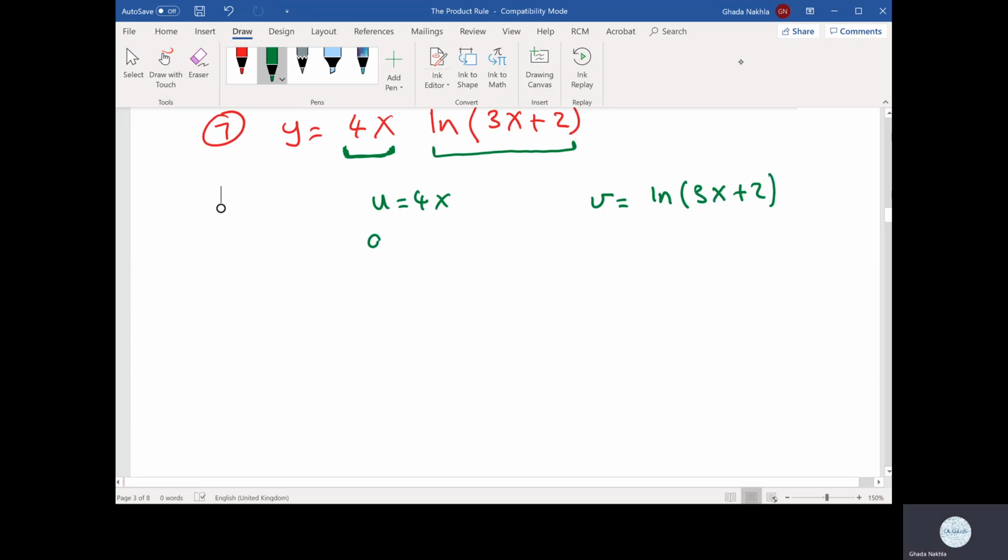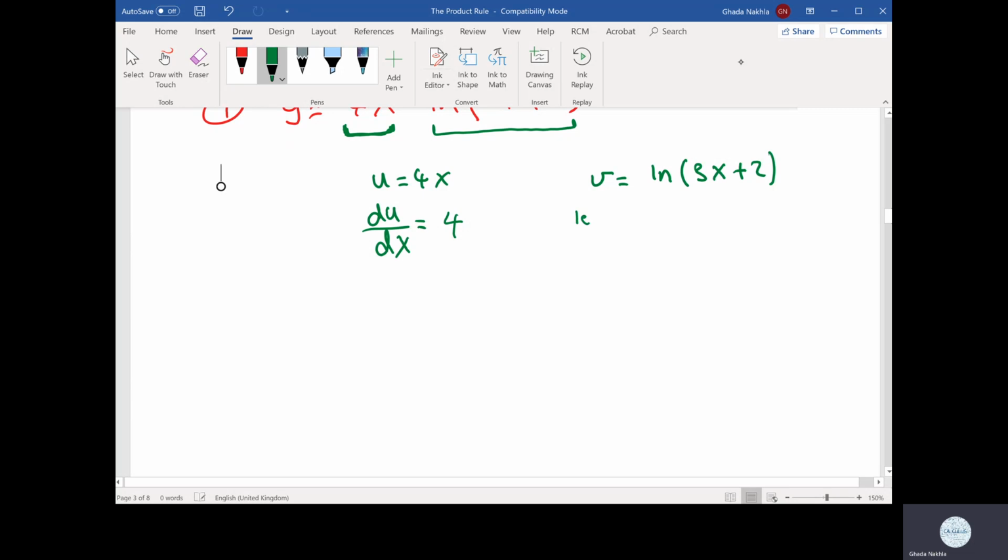Now, how do we differentiate u? du by dx is equal to the power of x is 1, drop the 1, and then decrease the 1. So 1 minus 1 becomes 0. x to the power of 0 is 1. So you end up with 4. Now, differentiating this bit, v is a little bit complex. I am going to use the chain rule in order to differentiate v.